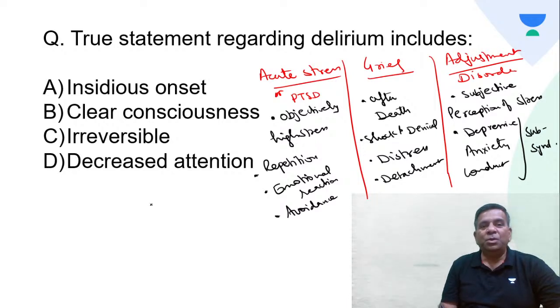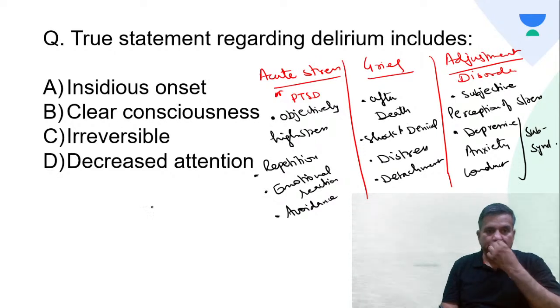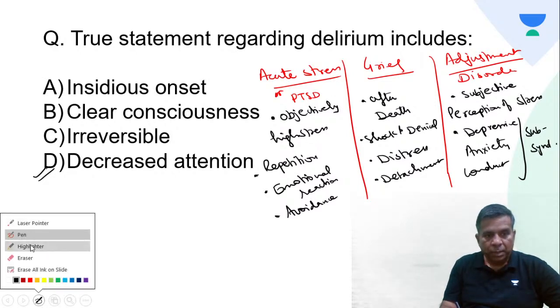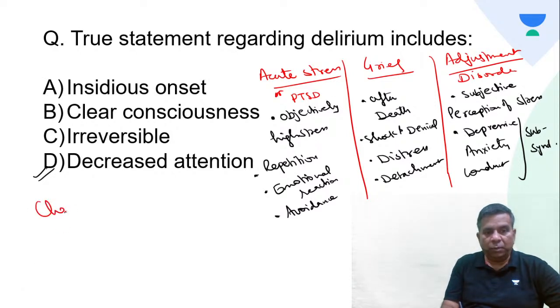True statement about delirium include: delirium, we all know, is a sudden onset and the consciousness is not clear, and a true statement is there is decreased attention. It is usually reversible. In delirium you treat the cause, it will be reversible. So the answer is D, very good. But the latest question can also be the chemical responsible for delirium.